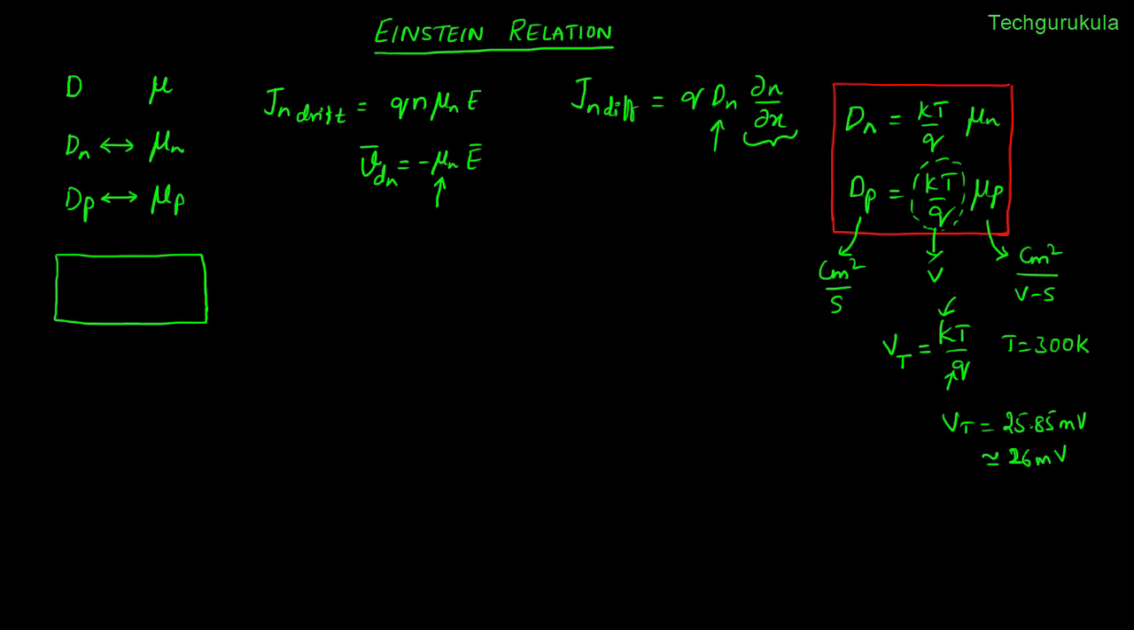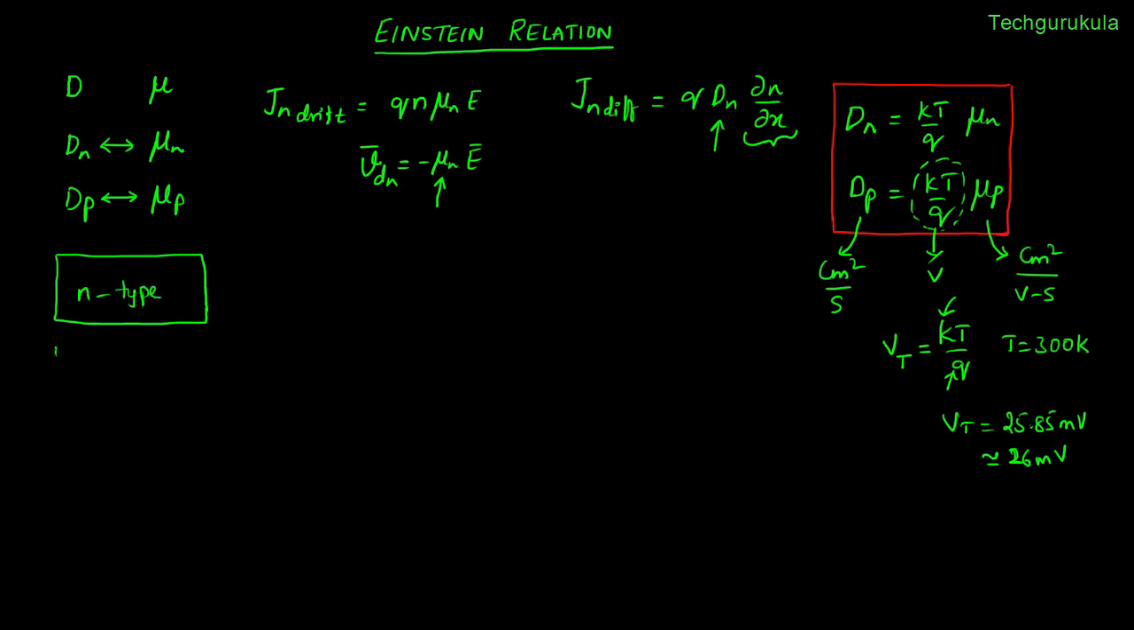Now we're going to derive and prove this relation. If you're not interested in the derivation, you can stop watching the video at this point. To prove this relationship, we need both the diffusion and drift currents to be present in the semiconductor. So I'm taking this piece of semiconductor and doping it with pentavalent atoms so that it becomes n-type.